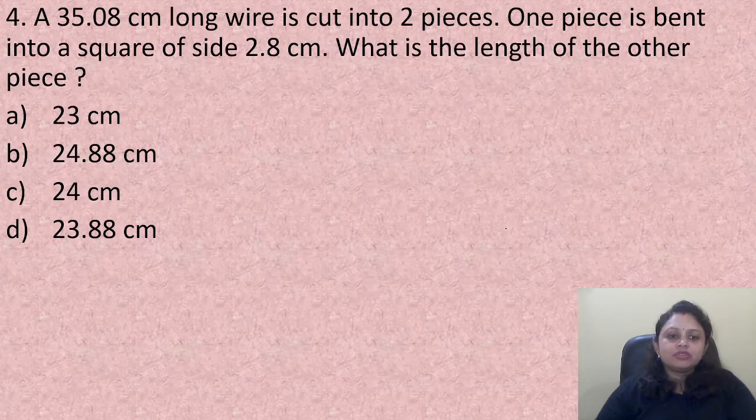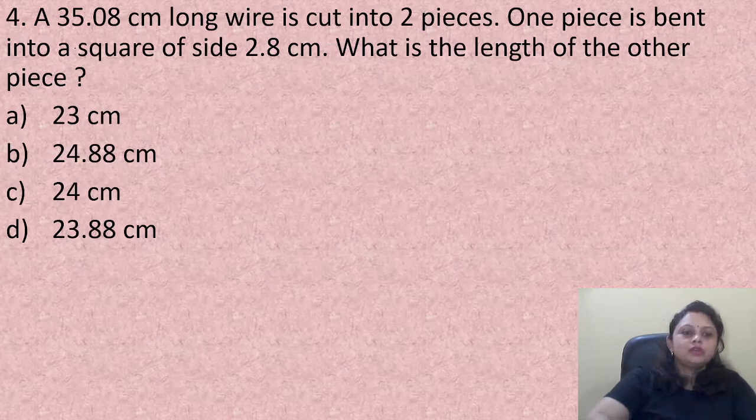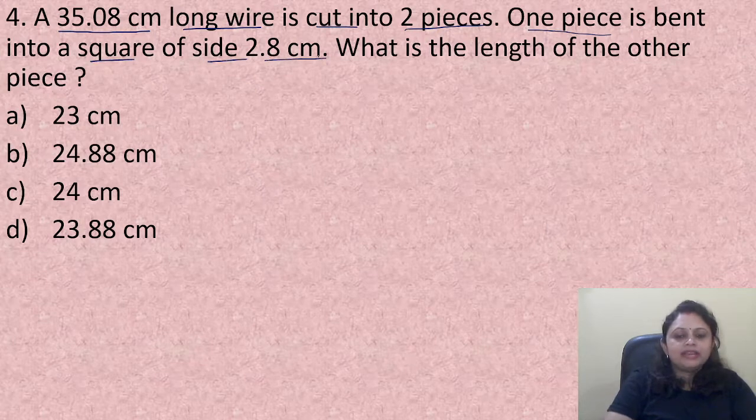What is the length of the other piece? Option A 23 centimeter, B 24.88 centimeter, C 24 centimeter, D 23.88 centimeter. So in the question, a 35.08 centimeter long wire is cut into two pieces. One piece is bent into a square of side 2.8 centimeter. What is the length of the other piece?